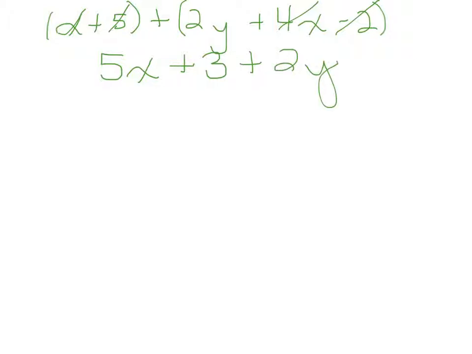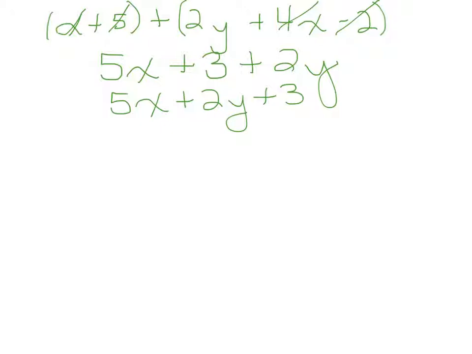Okay, now generally, we like to put them in alphabetical order according to their variables and then put constants at the end. So in your final answer, you can rearrange it to be 5x plus 2y plus 3, and that would probably be the most proper way to write it.